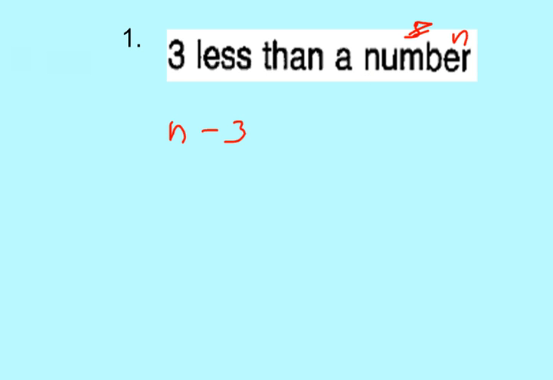Let's take a look here at number 2. This says 8 more than 3 times a number. I'm going to put n in here for number, and I've got to do 3 times a number and 8 more than that. So it's going to be 8 plus, and then 3 times a number is 3n. Now this is addition, so the order does not matter. I can also write it as 3n plus 8. These are the same expressions.